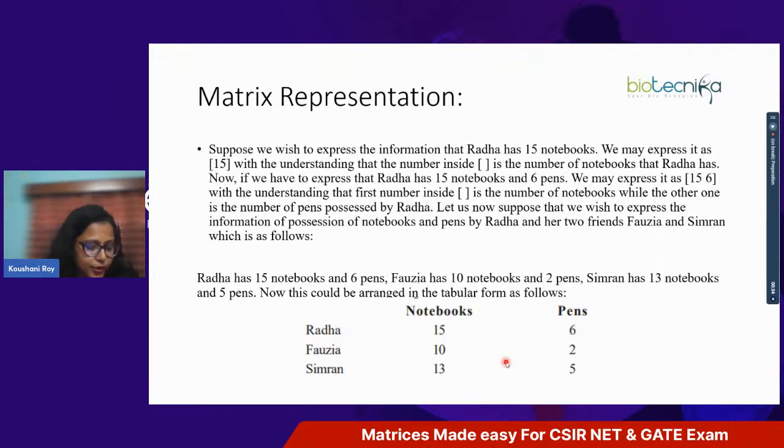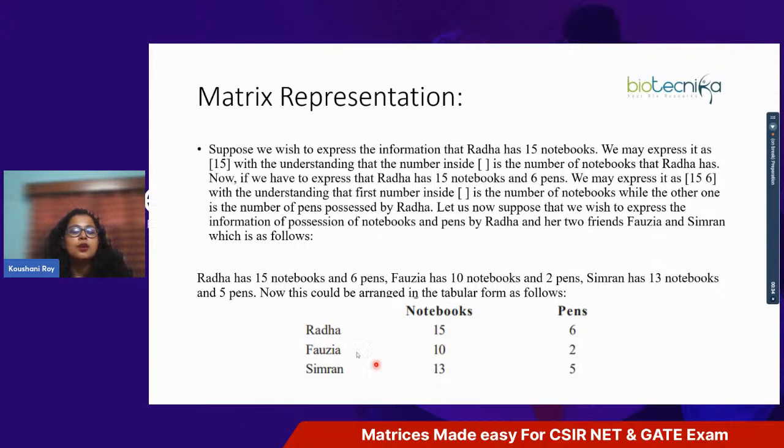Yes, good evening. Let us go with matrix representation. How can we write or represent a matrix? Here I have taken one example. Let me just explain it to you. Radha is a girl and she has 15 notebooks and 6 pens. Fauzia has 10 notebooks and 2 pens. Simran has 13 notebooks and 5 pens. All these things can be arranged in a tabular format, which can form a matrix.